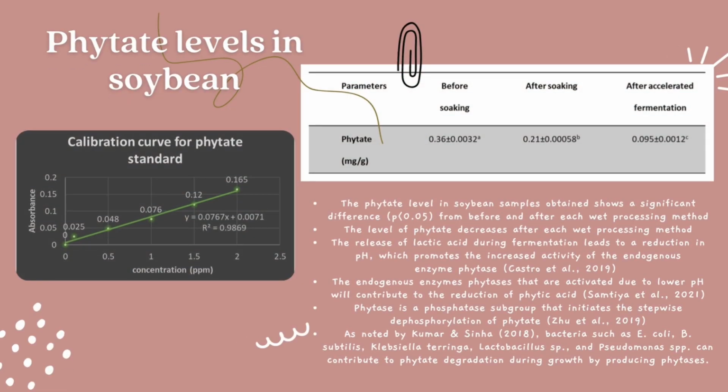Next is the phytate level in soybean. From the left side of the slide, a calibration curve for phytate standard is shown, and as can be seen from the table, the phytate levels also show a significant difference from before and after each wet processing method. Just like pH, the level of phytate also decreases after each wet processing method. From before soaking, it is 0.36. After soaking, it is 0.21.